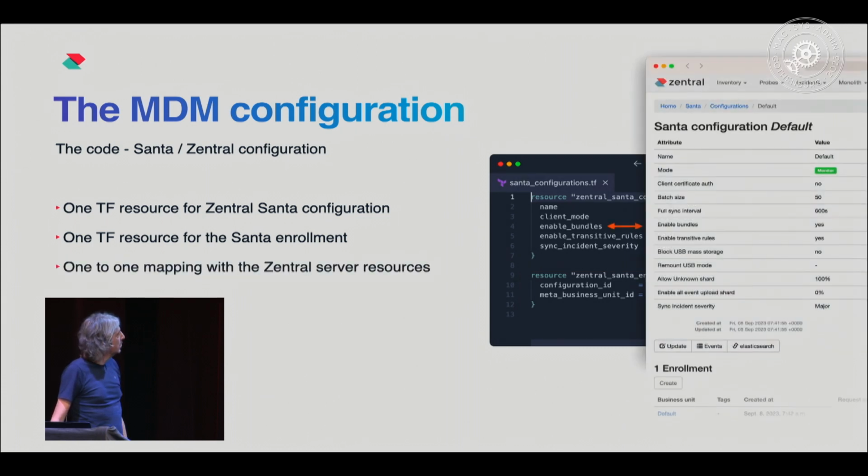And this is all provided by the Terraform language. Here we have a one-to-one mapping with the resources on the server, so we can see the same attributes and values for the objects, and we can see the enrollment linked to the configuration. We just have more attributes in the GUI because you don't have to express the attributes with default values in Terraform.